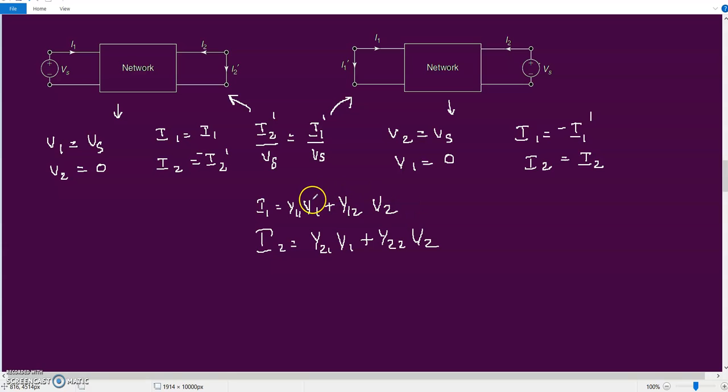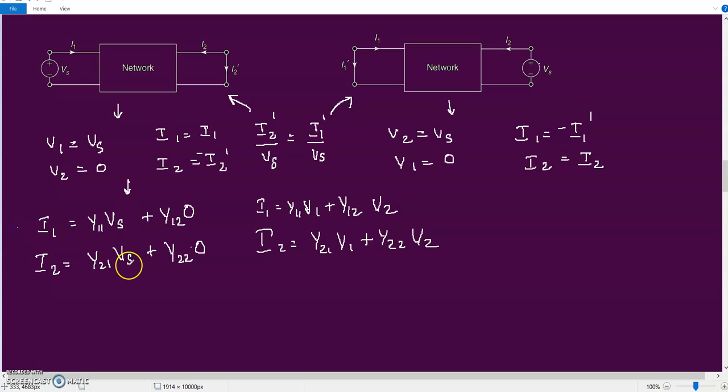These are the basic Y-parameter equations. So, to verify this, we can put these values in these equations. First of all, let us take the first equation. I1 is I1 itself. I1 is equal to Y11 V1, V1 is Vs, plus Y12 V2. V2 is 0, so this term will go to 0. And I2 is equal to Y21 V1, V1 is Vs, plus Y22 into 0.